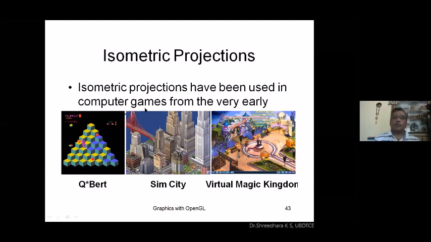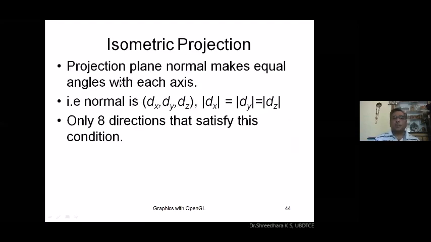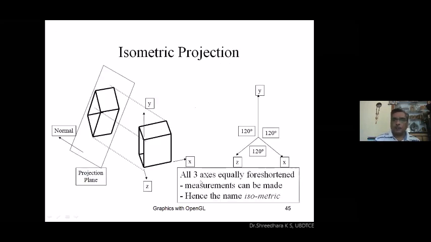Here in isometric projection, if you observe, the projection plane normal makes an equal angle with each axis. Hence, the normal is dx equal to dy equal to dz. Only the 8 directions that satisfy this condition are used. This is the isometric projection. All three axes are equally placed, so that's why it is called isometric. Measurements can be made, hence the name isometric is used.